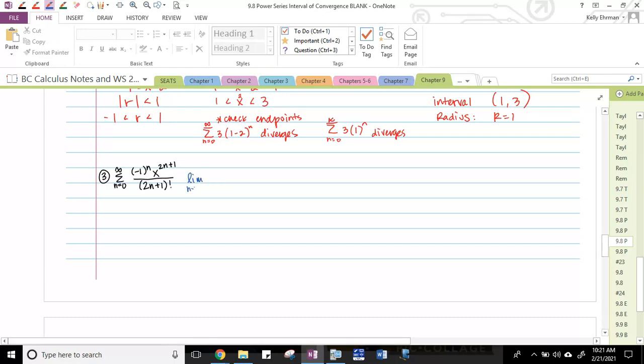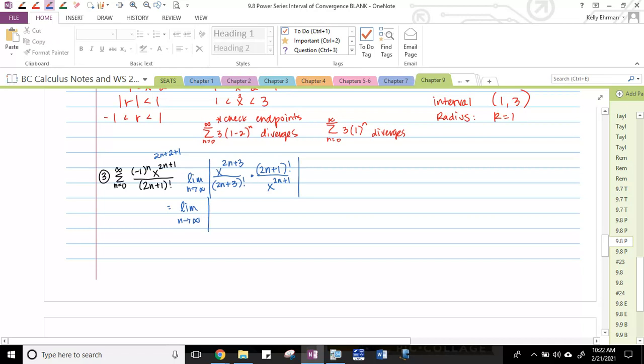The limit as n approaches infinity. Remember, you're doing absolute value here, so do not bother with the negative 1 to the n. Just look at the x to the n part. So x to the, if I plug in n plus 1, that's 2n plus 2 plus 1. So x to the 2n plus 3 over, same thing here, 2n plus 3 factorial. Instead of dividing by another fraction, I'm going to multiply by the reciprocal of the original a sub n. So 2n plus 1 factorial over x to the 2n plus 1. Don't take the limit yet. There's a lot of simplifying to do.